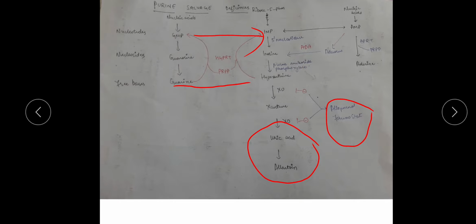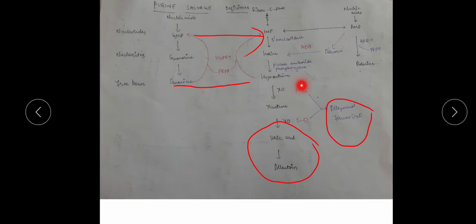Not so important, but what is important is that AMP is converted into adenosine, and adenosine is converted into inosine. This enzyme is adenosine deaminase, which is important. Guanine forms hypoxanthine, and adenosine forms inosine. Inosine is converted to hypoxanthine. Hypoxanthine gets converted into xanthine, and xanthine into uric acid. This uric acid is excreted in urine. This is the end product.